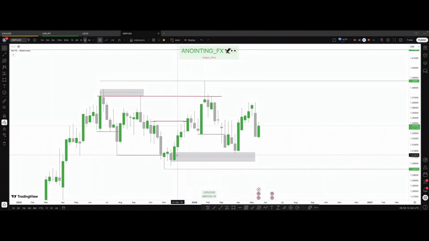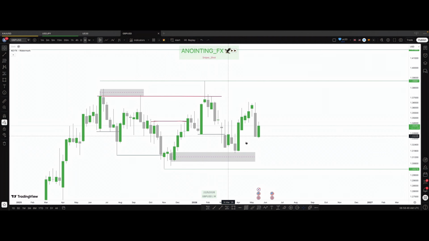Now for this demand zone to be very valid, you have to ask yourself, is it a weak low or is it a strong low? It is a weak low on the weekly time frame because it wasn't able to close bullish above this zone. If it had closed bullish, or had closed with a body candlestick, then we would have said that this level is a strong level.